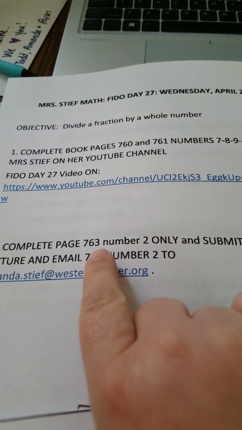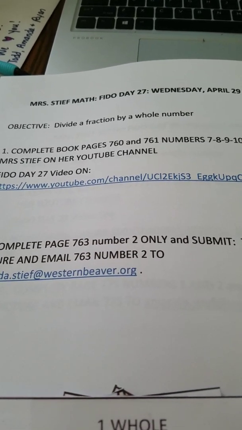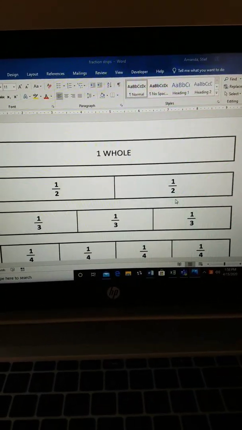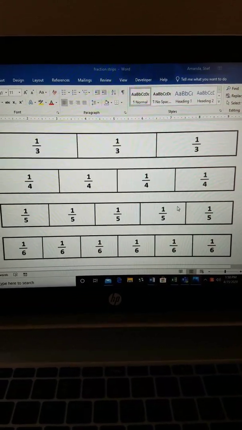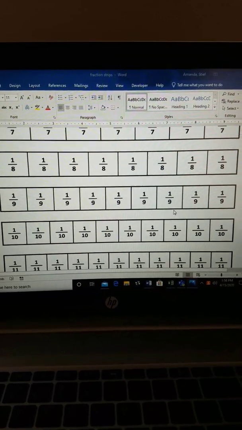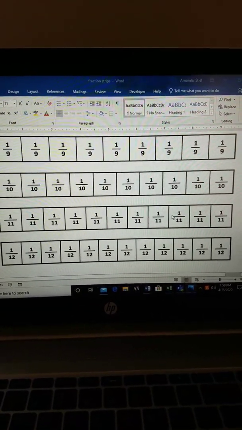And tonight or today, you're going to do 763, number 2 only. Now, I emailed with all of the directions for this week. I emailed this Word document right here that had these fraction bars on it. Hopefully you were able to print that out.